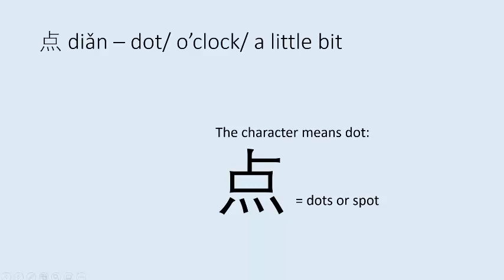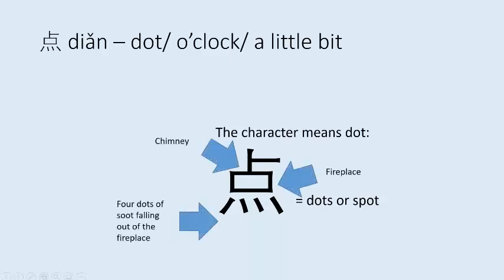The next character is Dian. We've seen this before in 我会说一点儿, I can speak a little. It also means dot or hour on a clock, and it's actually supposed to be a picture of a fireplace with a chimney and four dots of soot falling out of the fireplace, and so that means dot.